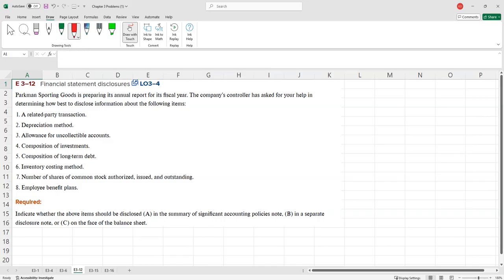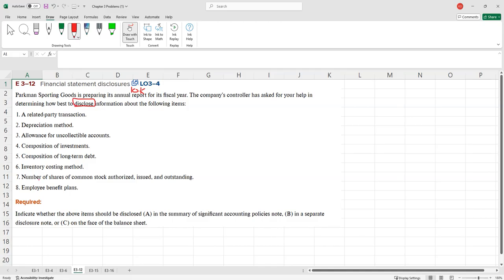So they're giving us some information here. We have a company preparing its annual report, right? So we're going to be looking at, kind of theoretically, its 10-K. The controller has asked for your help in determining how to best disclose information about the following items. So we're really focusing on disclosures here.